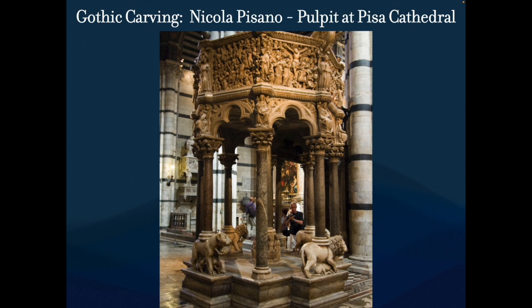Also, these freestanding sculptures, especially ones this size, get broken easily. They're transported around a lot, so they get broken. Also, during the Protestant Reformation, a lot of statues were destroyed. So we don't have a lot of good examples of Gothic freestanding sculpture. And even showing you this is kind of a cheat, because this is a freestanding sculpture, but it's a pulpit within a church, so it's kind of architectural.